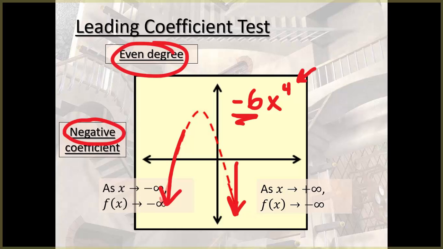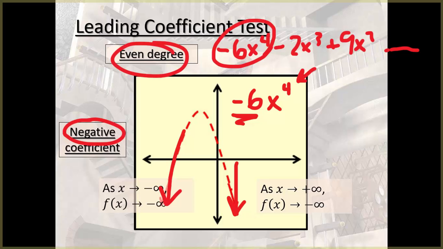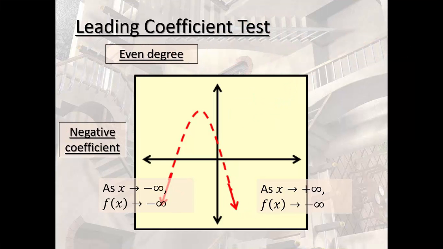Okay, you could have a whole bunch of other stuff on there. You could have negative 6x to the fourth minus 2x to the third plus 9x squared and so on. But that first thing right there tells you all this. We can deal with this stuff later. That first term, the leading coefficient and power, tells you everything you need to know.